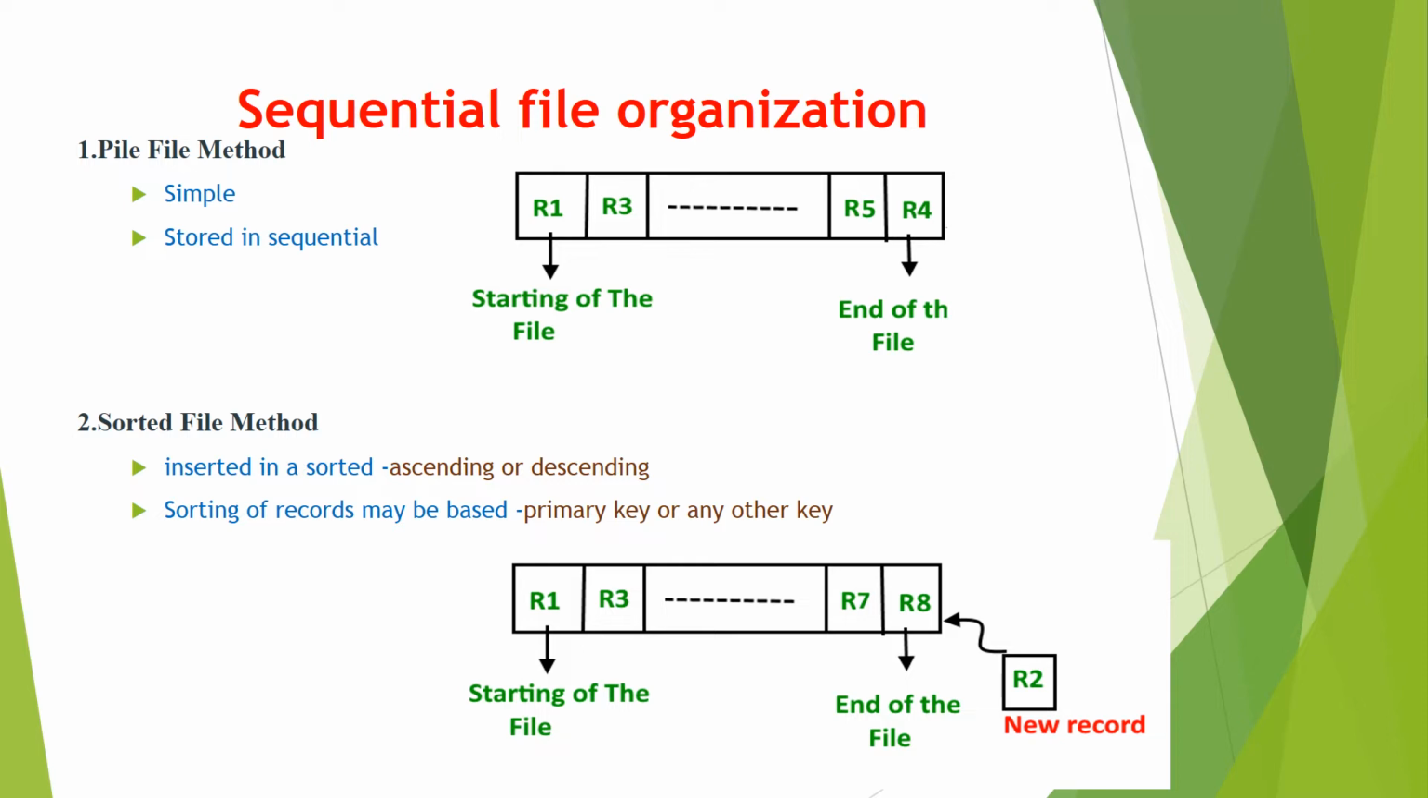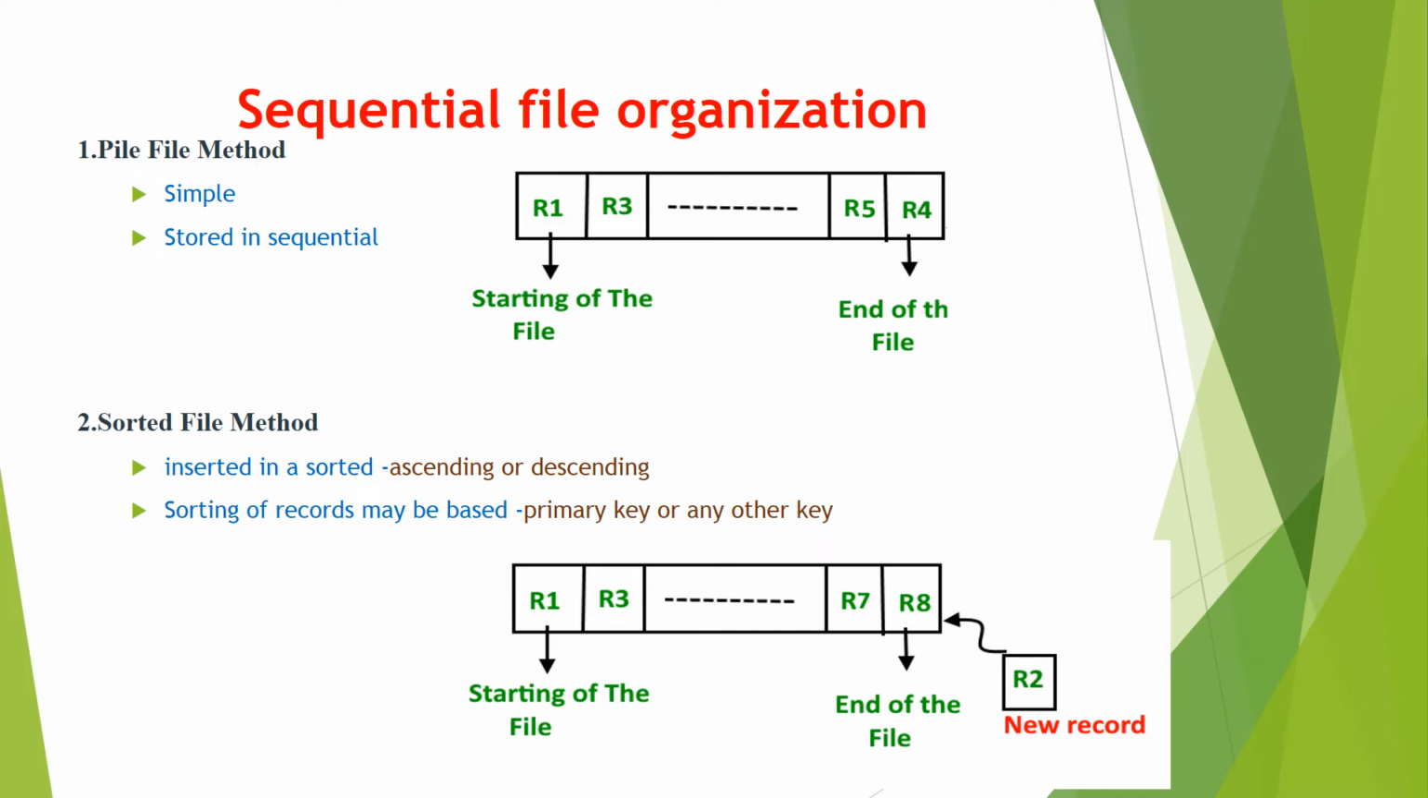The second method is sorted file method. In this method, the new record is always inserted at the file end. Then it will sort the sequence. Suppose I want to insert a record R2. So that R2 record is inserted at the end of the file. Then it will be sorted in ascending or descending order.